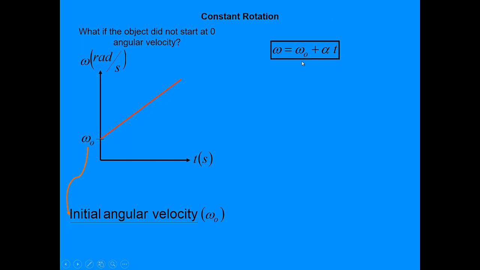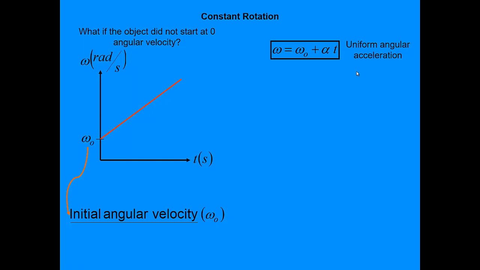But notice it's still for a very special kind of motion, because our angular velocity time graph is linear. And linear graphs have what kind of slopes? Constant slopes. And since the slope of this graph is the angular acceleration, this is an equation that describes uniform angular acceleration.